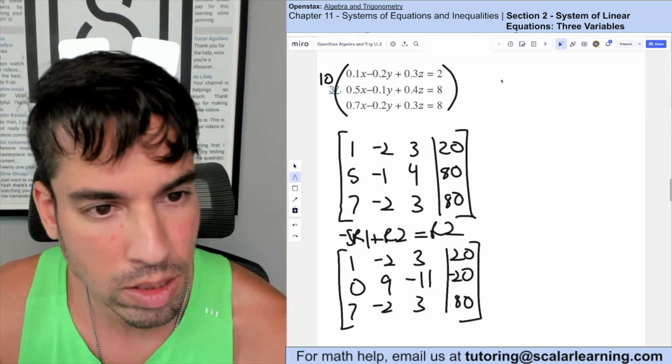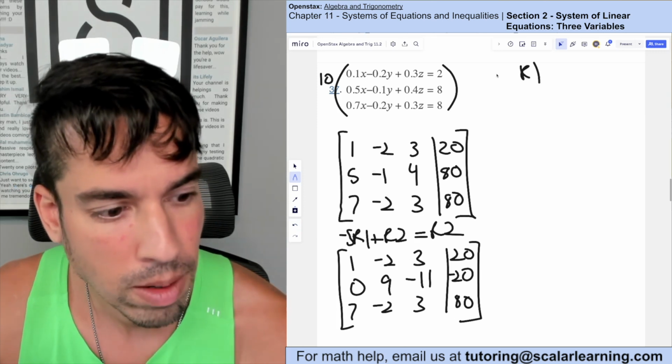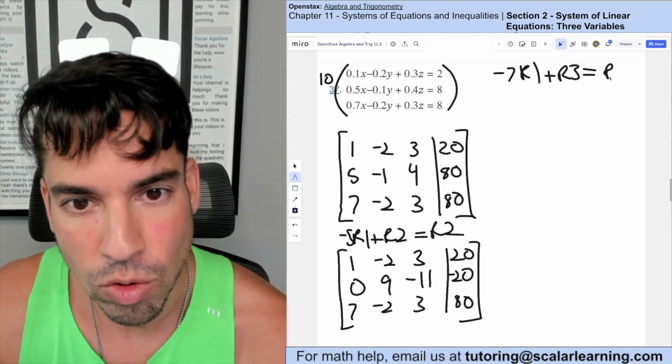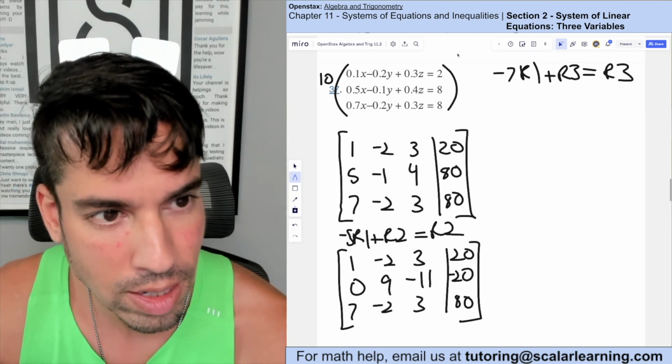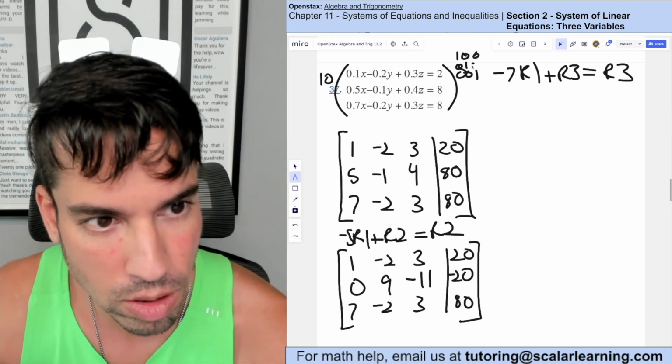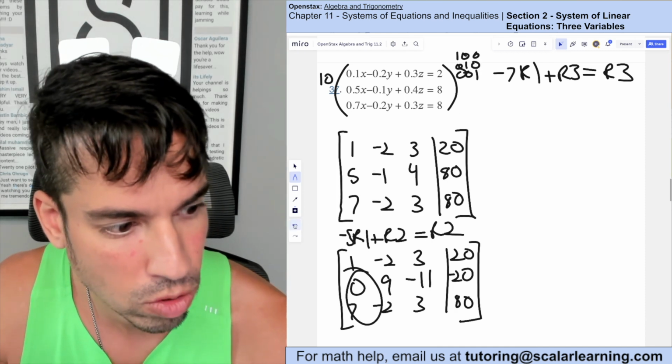And we're going to do something similar. I'm going to take row 1 and multiply it by negative 7, add it to row 3 to get a new row 3. Just a reminder, we're trying to get that nice diagonal of 1s with 0s throughout the other spots. So that's why we need to flip these two to 0.